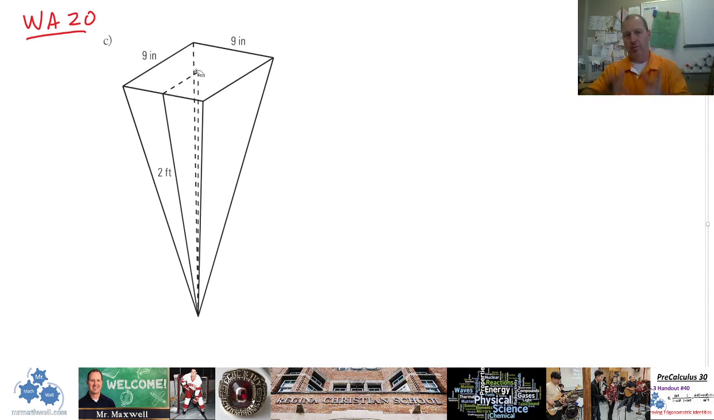This might be a shape you would maybe pour a liquid into or something. Picture this as an open top. So we might be interested to know how much this holds. So we're going to find the volume.